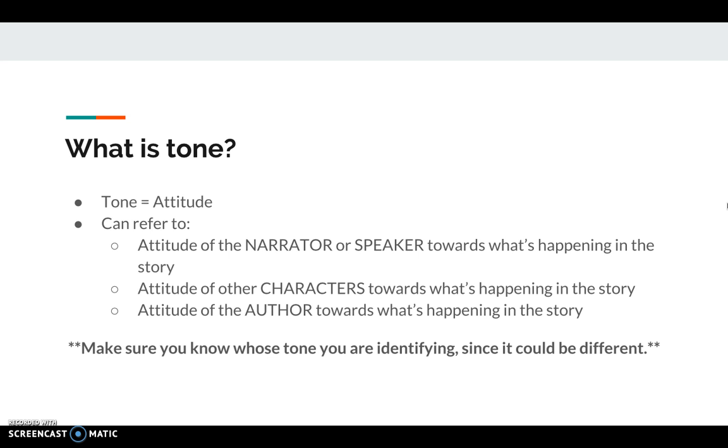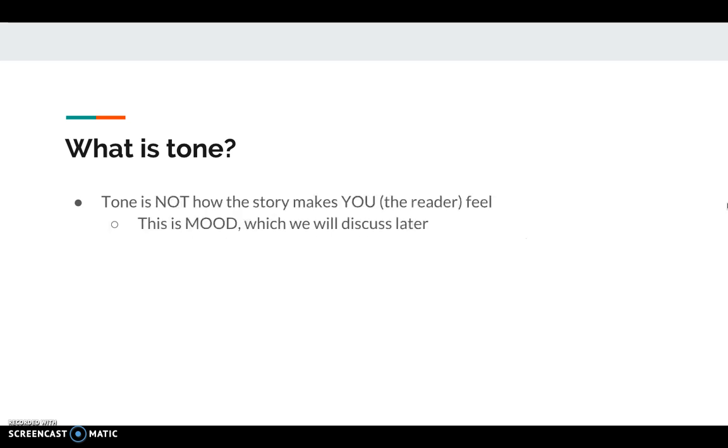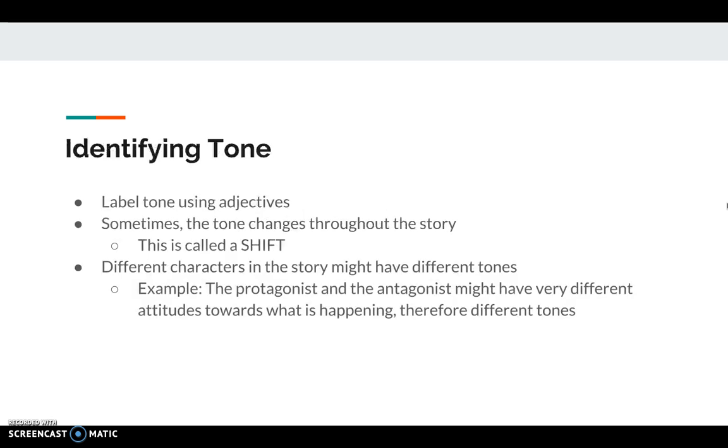Before you identify the tone of a story, make sure you understand whose tone you're identifying, since it can be different. So for example, the narrator might have a different tone than his best friend in the story. So make sure you understand whose tone it is you're looking at. One thing to clarify is that tone is not about how the story makes you feel. That's mood, and we're going to talk about mood later in this class. So tone has to do with the characters or the author, not you, the audience.